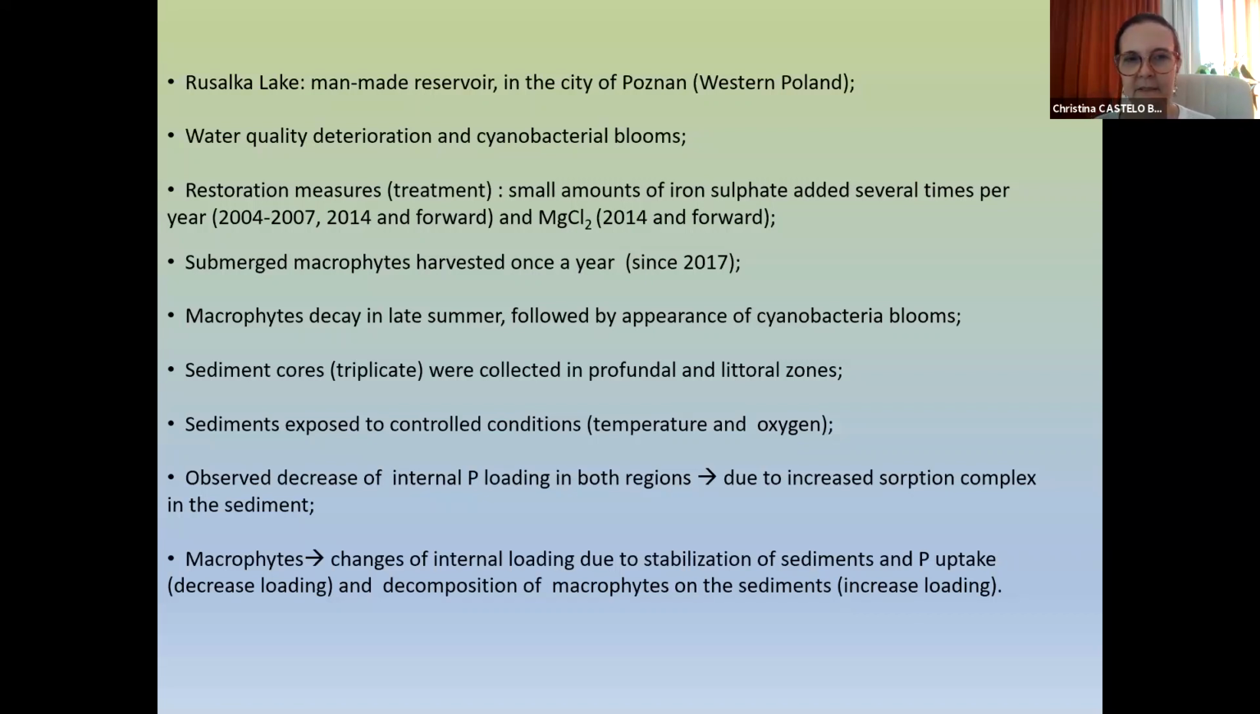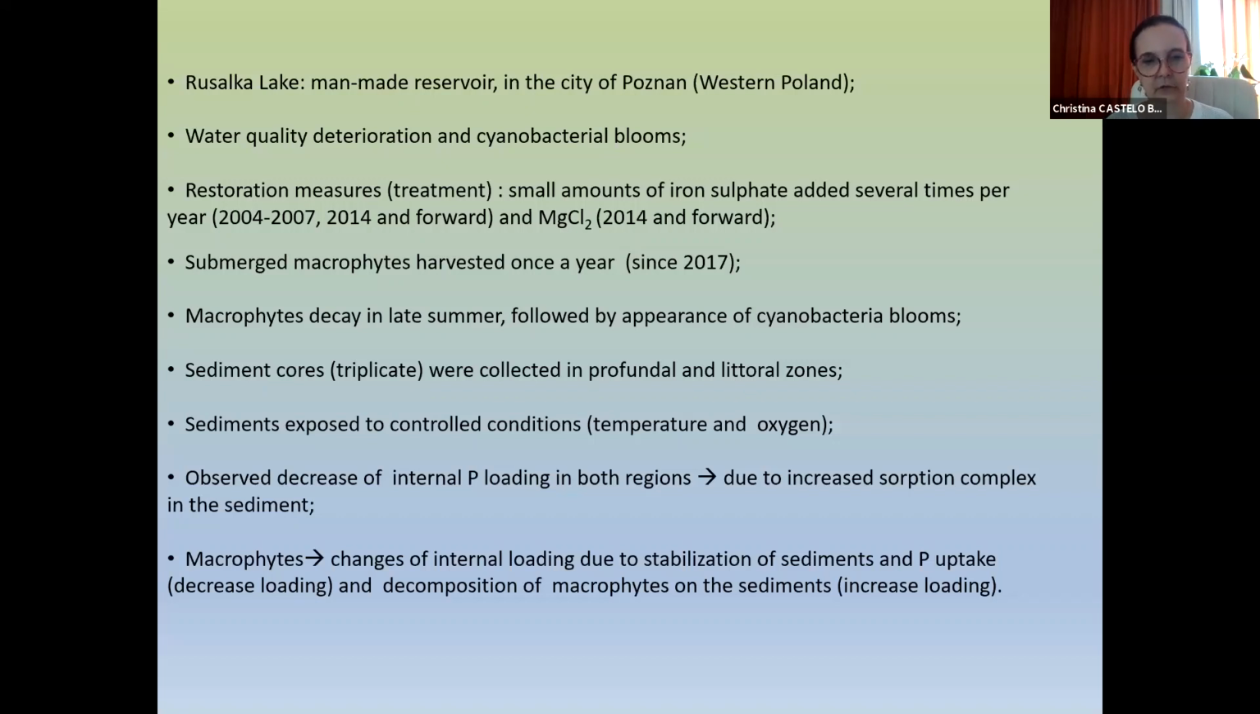Rusałka Lake, a man-made reservoir in the city of Poznan, Western Poland. Water quality deterioration and cyanobacteria blooms. Restoration measures: treatment with small amounts of iron sulfate added several times per year from 2004, 2007, 2014 and forward, and magnesium chloride from 2040 and forward. Submerged macrophytes harvested once a year since 2017. Macrophytes decay in late summer, followed by the appearance of cyanobacteria blooms.